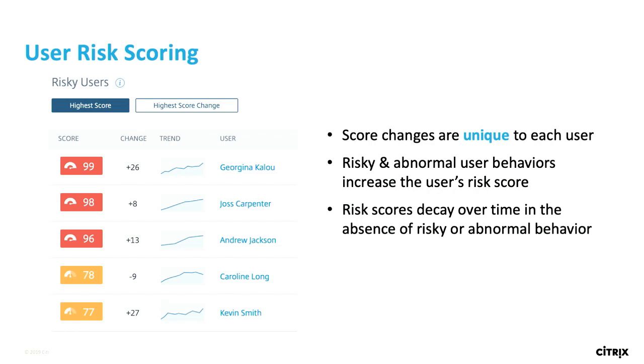And then if the user thereafter doesn't do anything unusual for a while, the score is going to decay back to a normal level. So this provides you a way to know where to look in the first place, right? You don't have to dig around and look at all of your users. You can look through a structured view at the riskiest users and start there to investigate what they're doing.